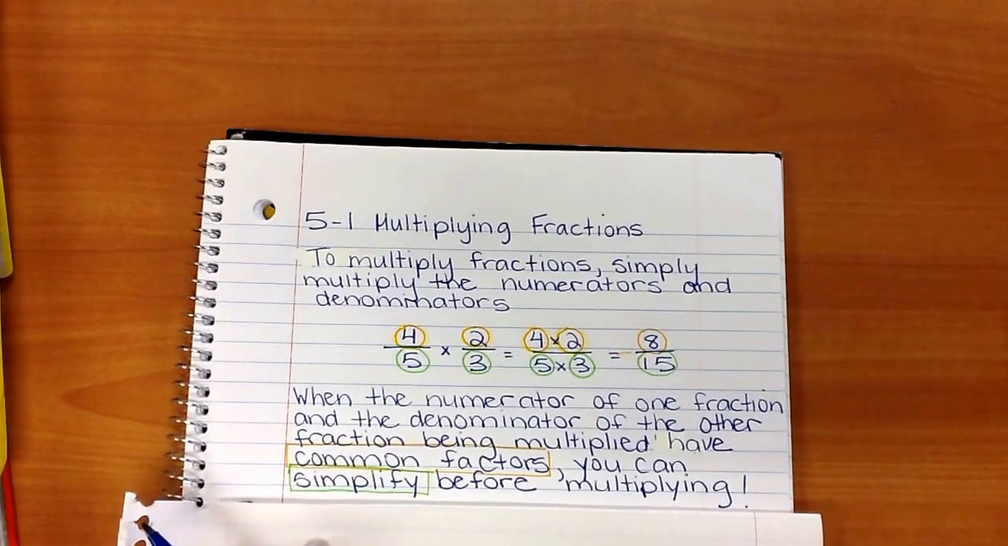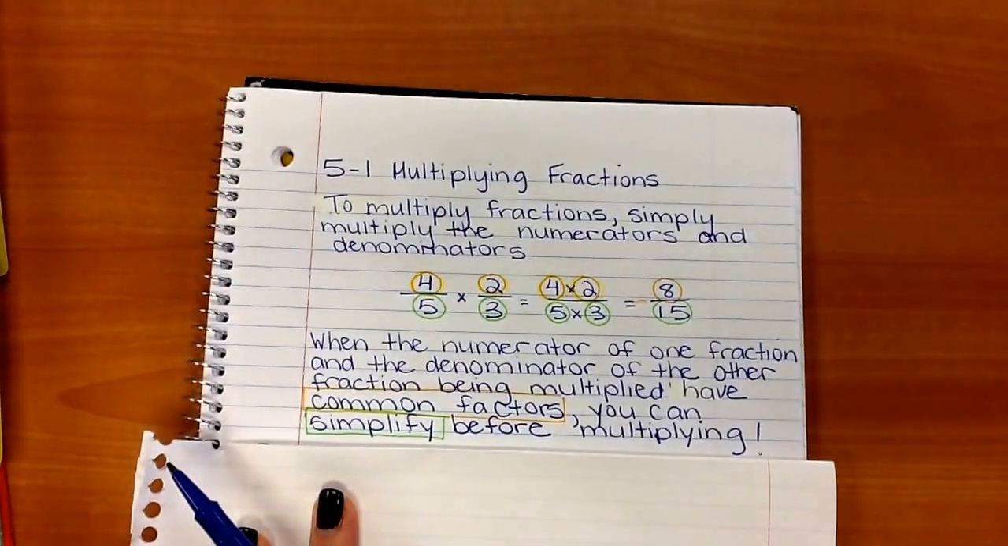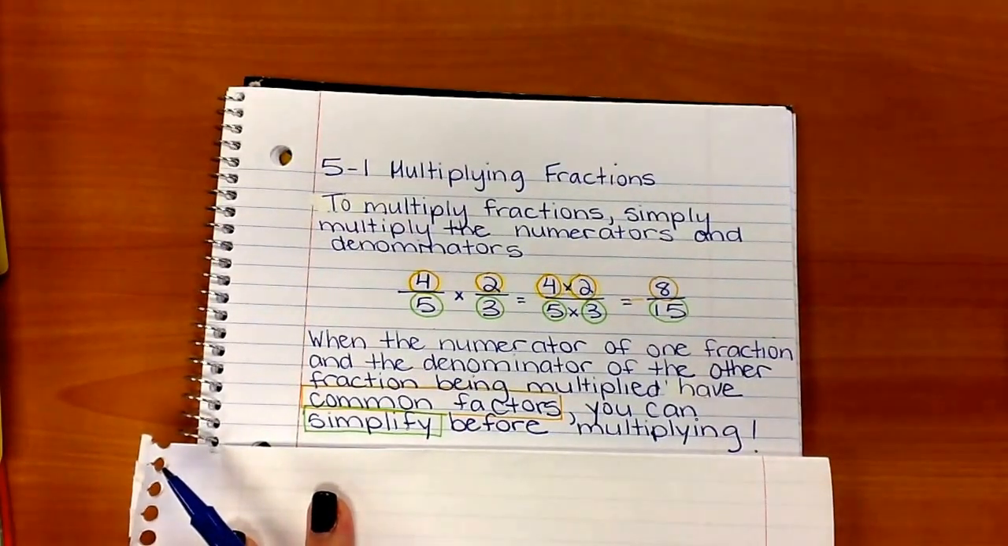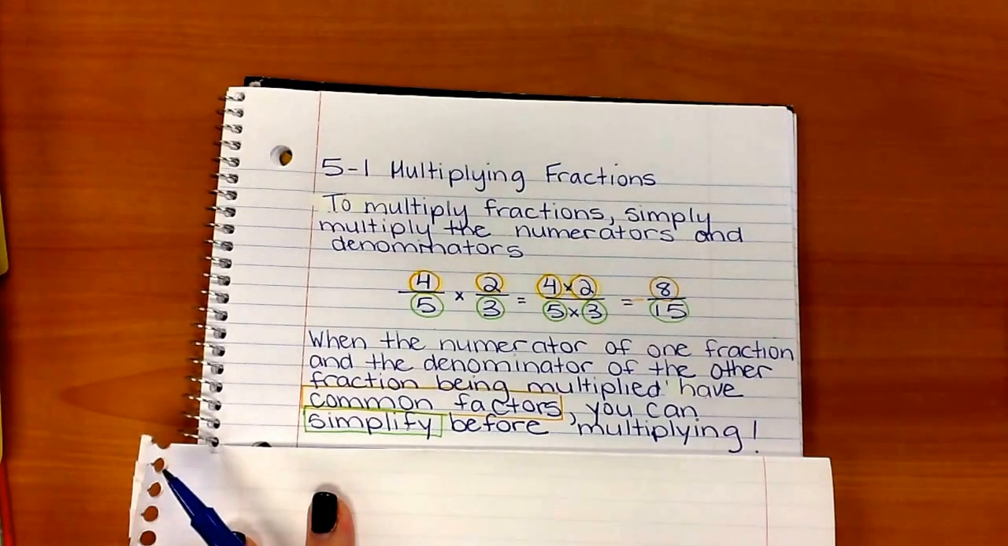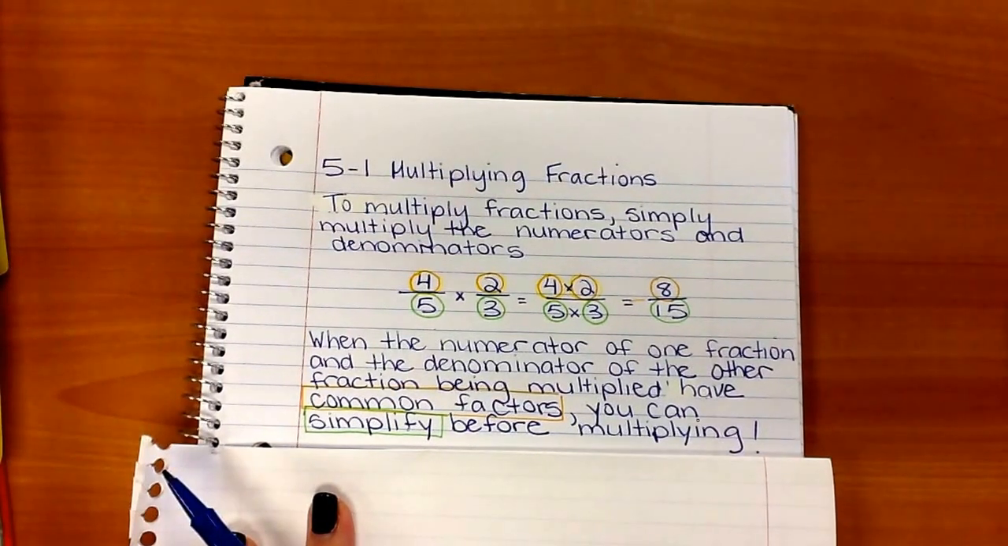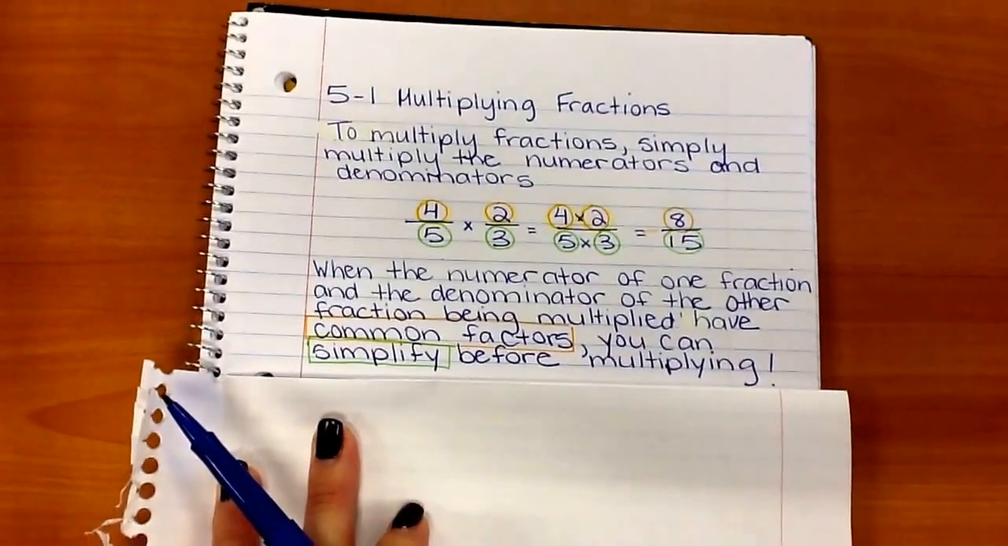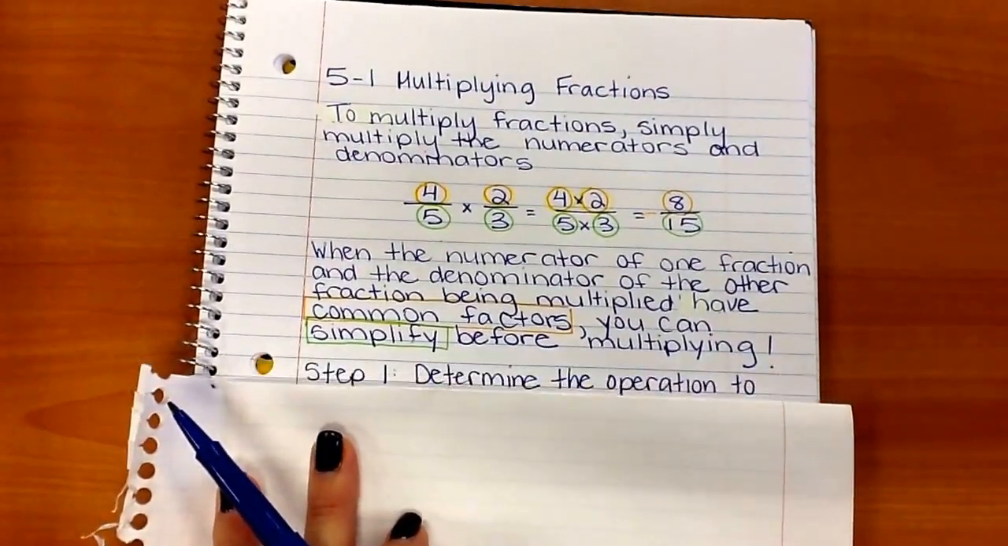When the numerator of one fraction and the denominator of the other fraction being multiplied have common factors, you can simplify your fractions before you multiply. This is going to make it a lot easier when doing your multiplication. This is also called cross-reducing. I'm going to show you how to do that.